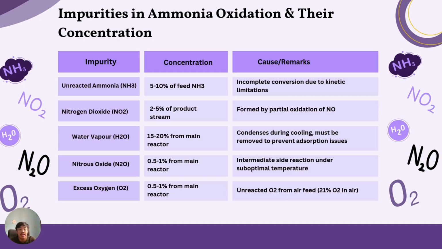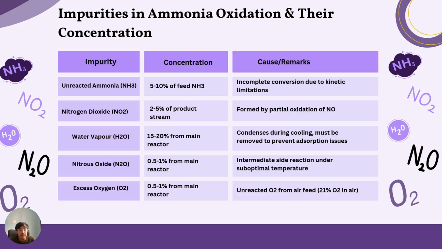So now we can discuss impurities: identification and consideration of inherent impurities from ammonia oxidation. So the main reaction is the catalytic oxidation of ammonia. The reaction is carried out using a platinum-rhodium catalyst under conditions of 800 to 900 degrees Celsius and 5 to 10 bar, while the primary products are nitric oxide and water vapor.